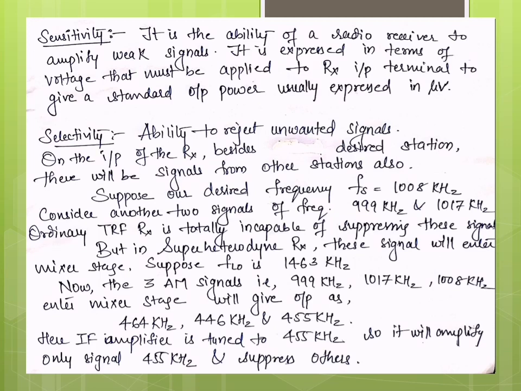It is tuned only to 455 kilohertz. That means only the 455 kilohertz, which corresponds to your 1008 kilohertz RF signal, or your signal frequency fs, will pass. It will reject your 999 kilohertz and 1017 kilohertz, which are unwanted signals. In this way selectivity is achieved in your superheterodyne receiver. It will amplify only 455 kilohertz and suppress the others.